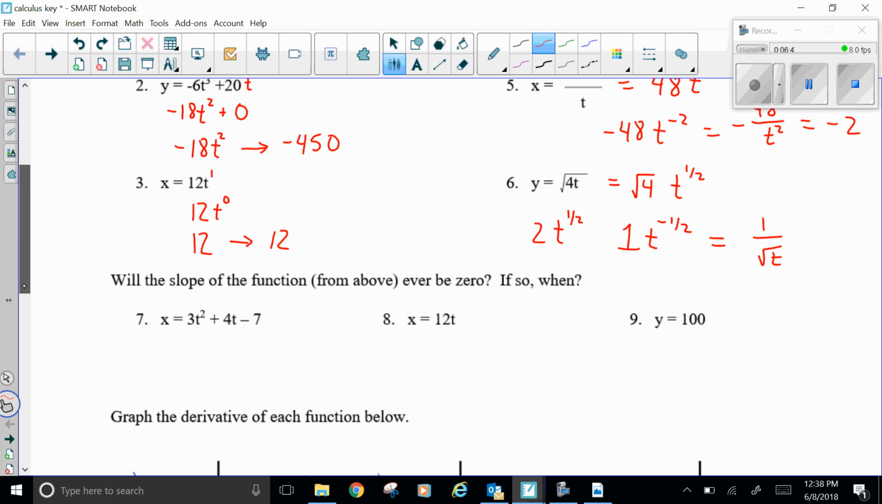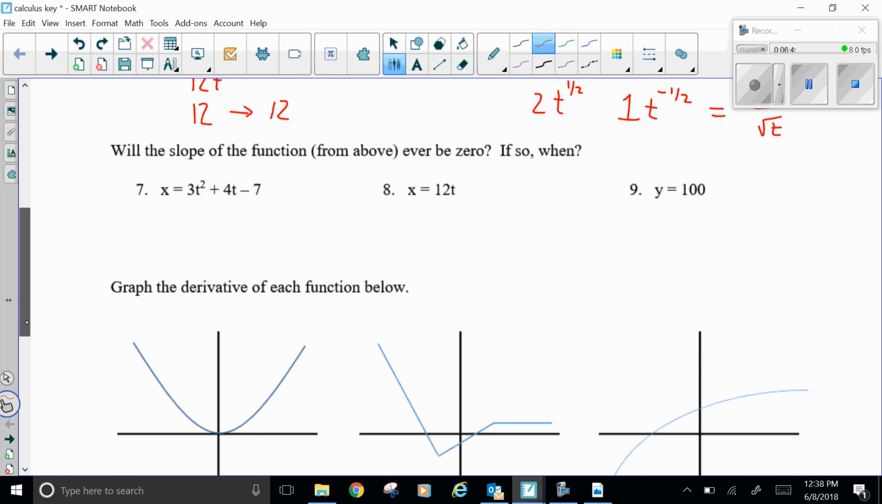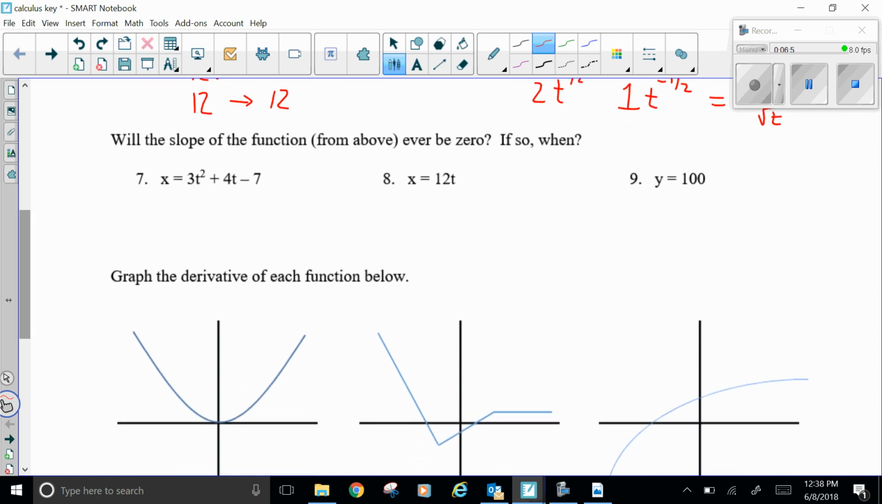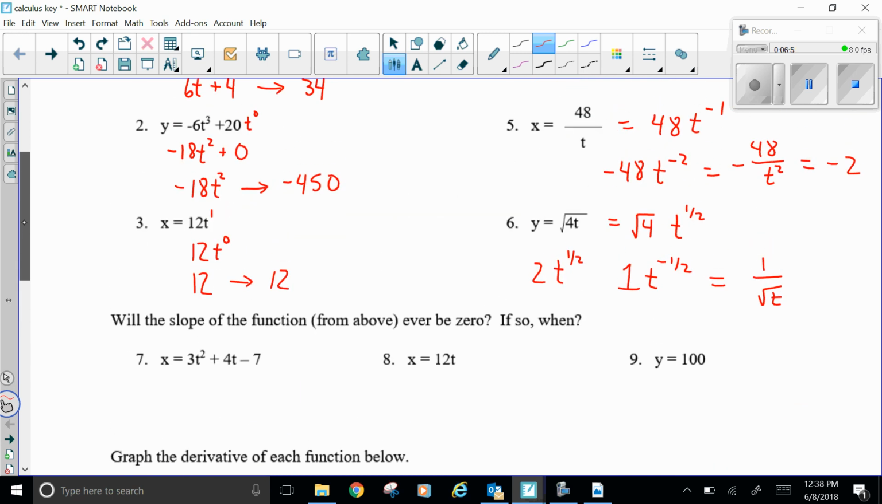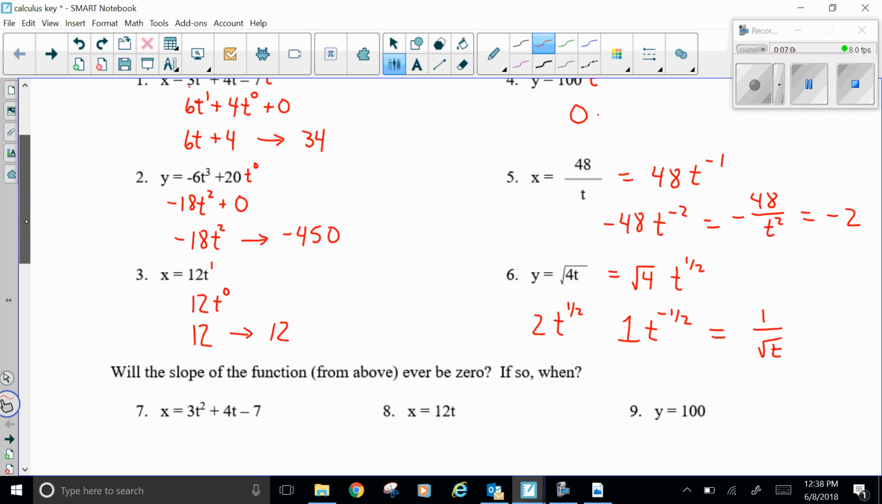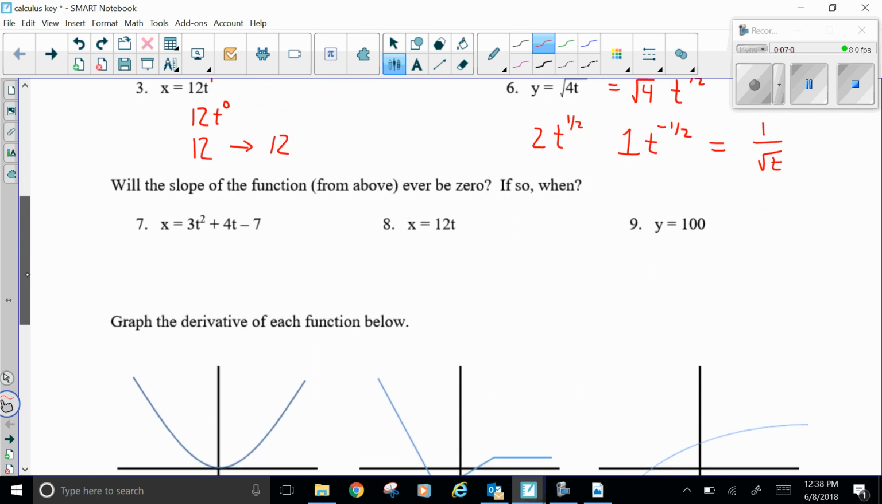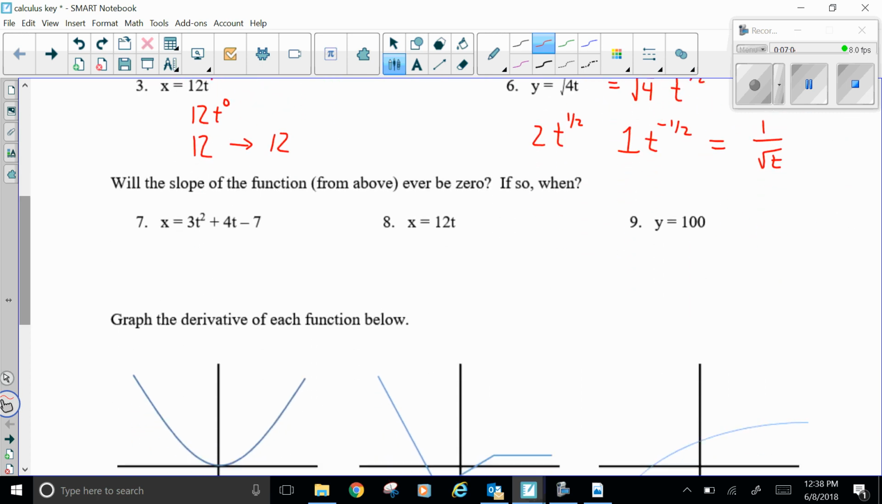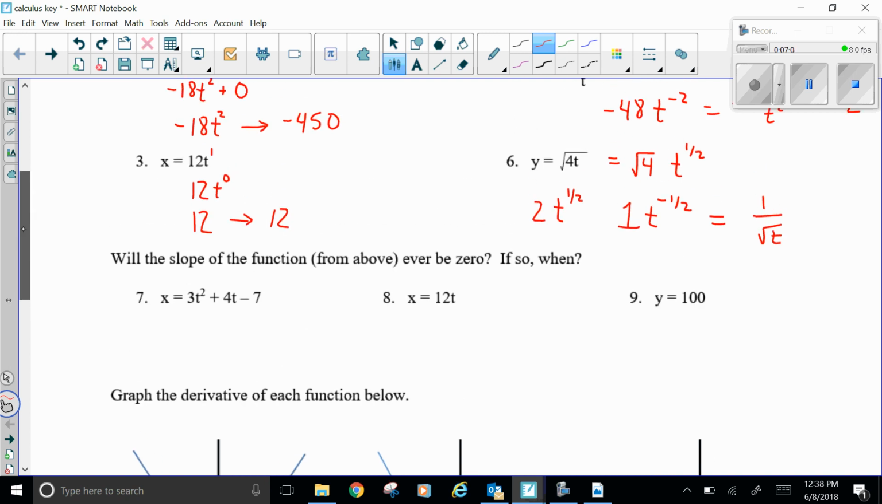Coming down here, will the slope of the function from above ever be 0? So these 3 questions are actually things we've already done up here, so that just saves us some work. You've done 6 questions of practice up here, so now I can just apply that. Will the slope of the function from above ever be 0? Well, the slope is our derivative. We solve for the derivative.